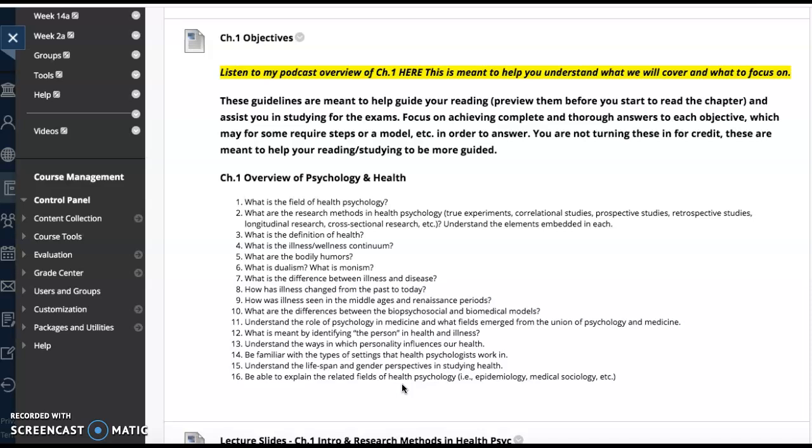And then lastly, just be able to explain the related fields to health psychology. So things like epidemiology and medical sociology and psychoneuroimmunology. There's a lot of ologies. They're all loosely related and tied to health psychology. We draw a lot from these areas in health psych research. So just understanding what each of these kind of give to health psychology. What role do they play? What piece do they give to the puzzle of understanding health psych a little bit better?